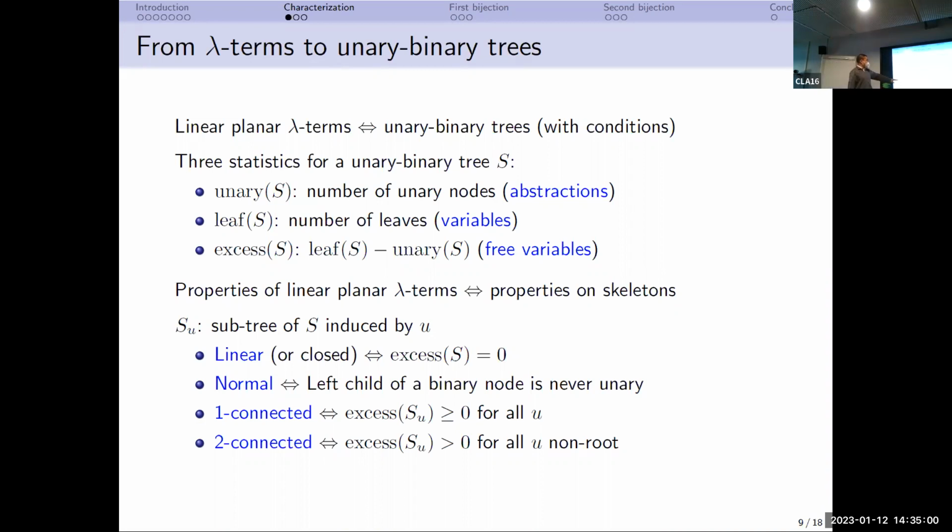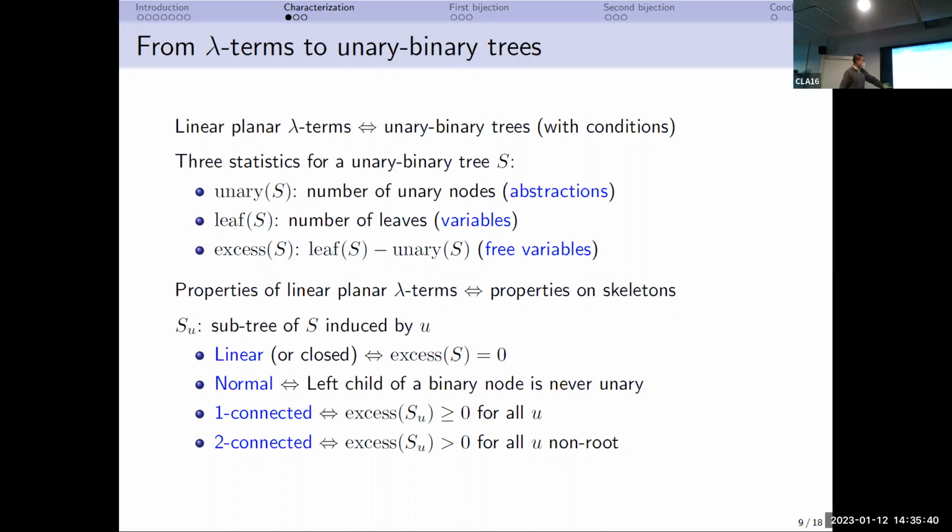And then we say that the unary binary tree is linear if it has excess 0. And it's normal if it avoids exactly the pattern we have just mentioned, that the left child of a binary node is never unary. And it is one connected if for each node, the excess of the induced subtree is larger or equal to 0. But we already see that all the lambda terms are connected. And in fact, this condition simply says that the term should be well scoped.